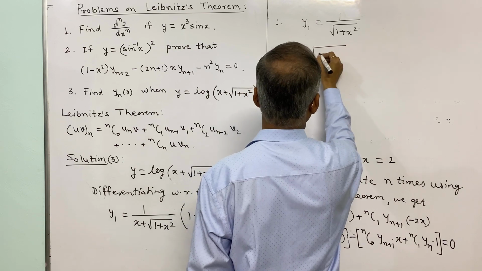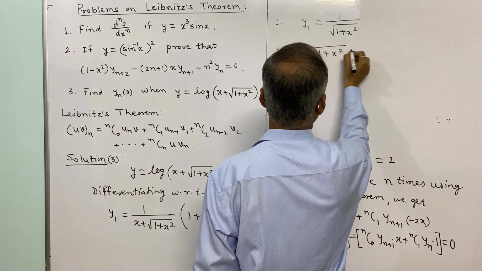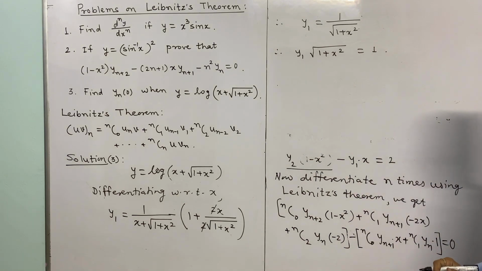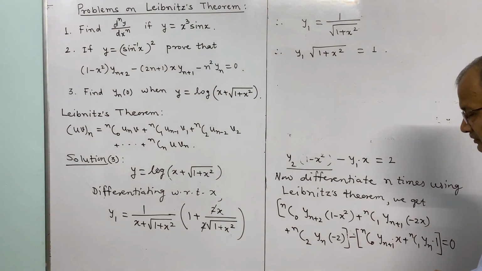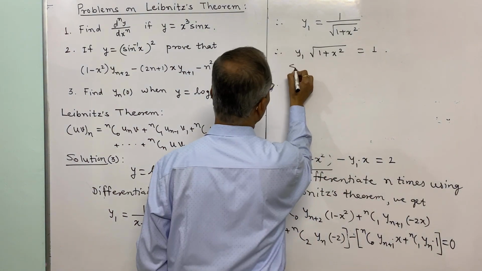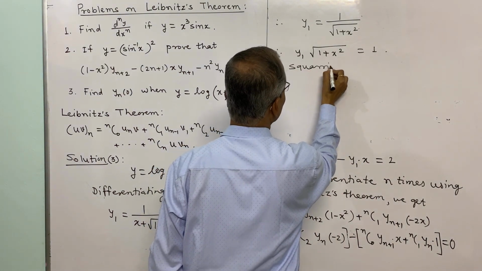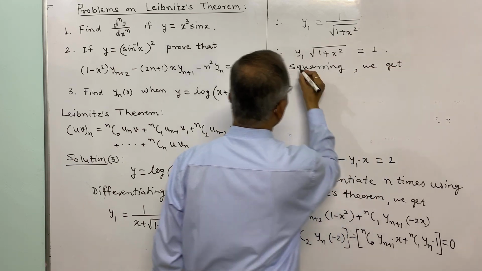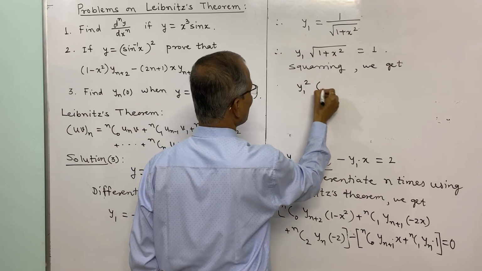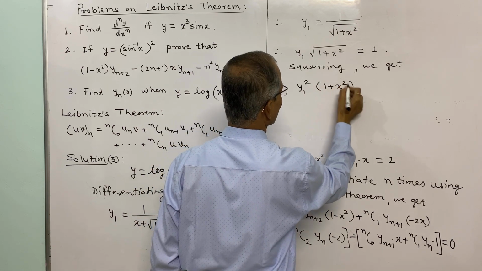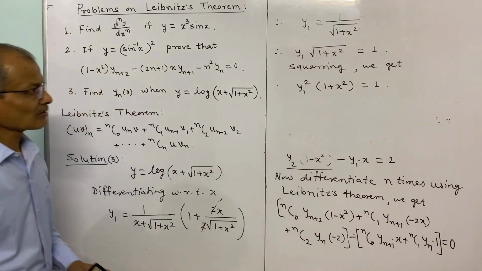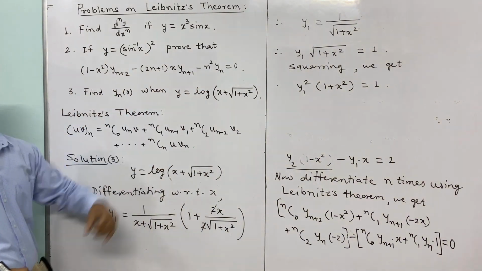Now we take this term on the left side, and again this can be written as y1 into under root 1 plus x square is equal to 1. Now for simplifying, we shall square it, squaring both sides. So what we shall get? y1 square into 1 plus x square is equal to 1 square, which is again 1. So this is the first derivative relation we have obtained.